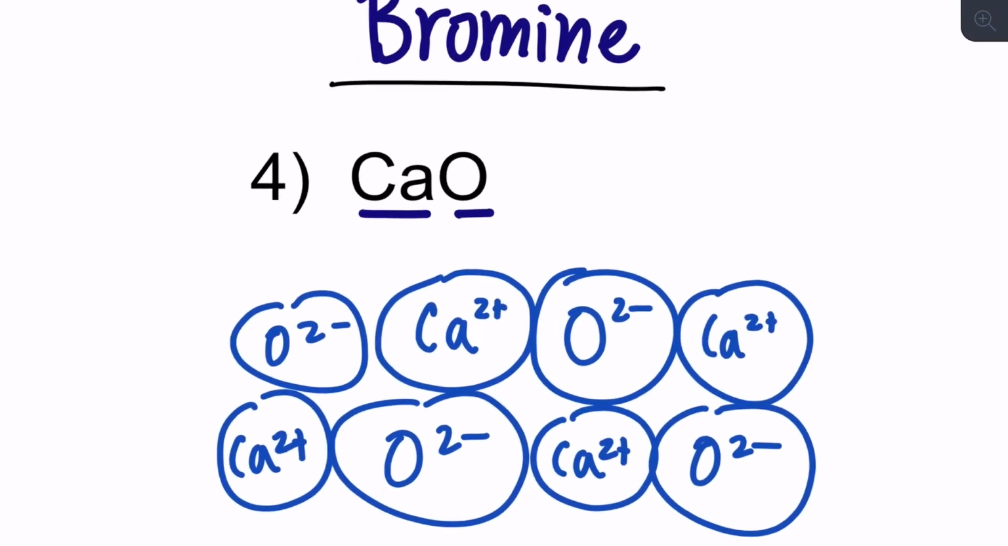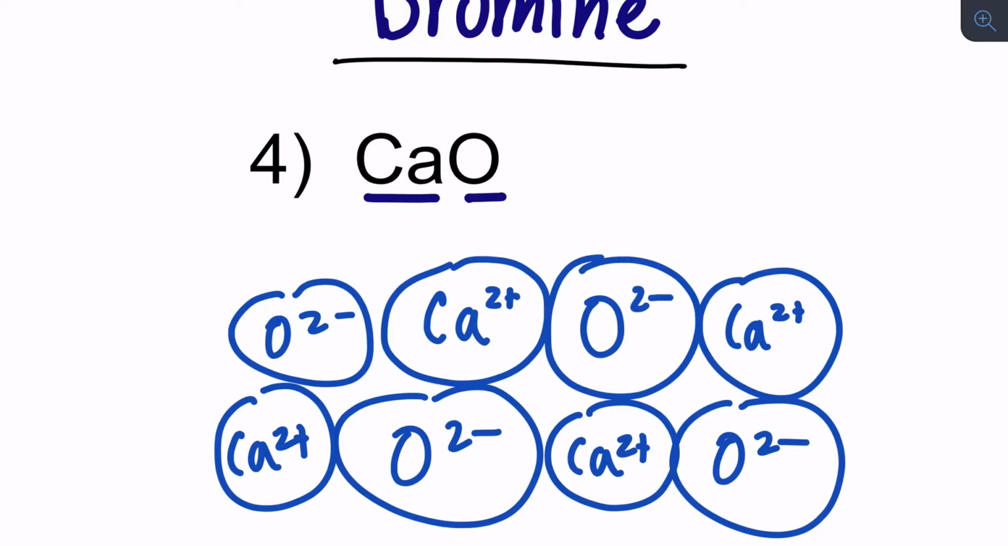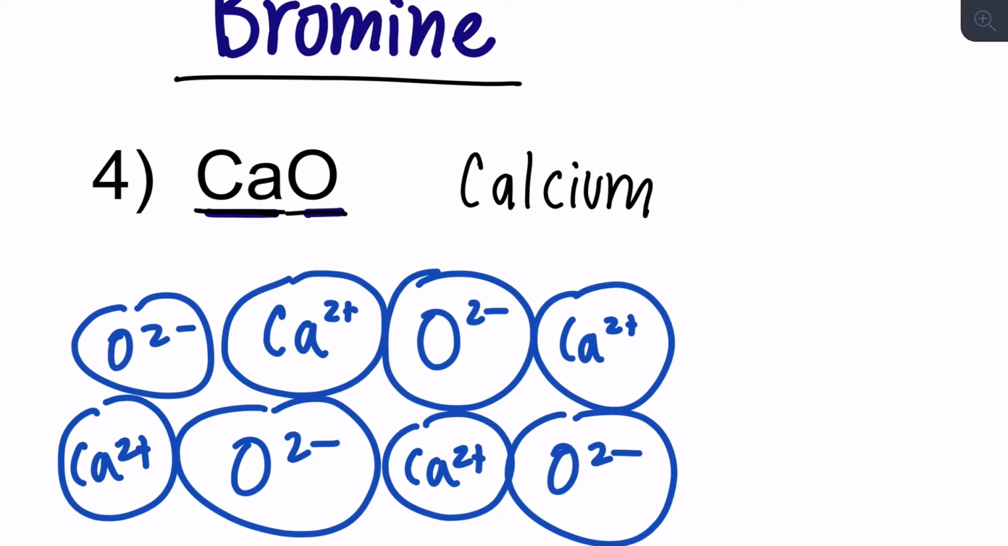Number 4. This is a salt, and you should know how to name salts. We always start with the metal first, so calcium. And then we do the second non-metal, but we change the ending to ide. So this would be oxide.